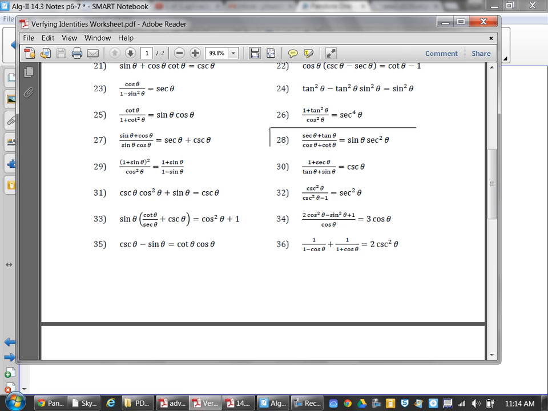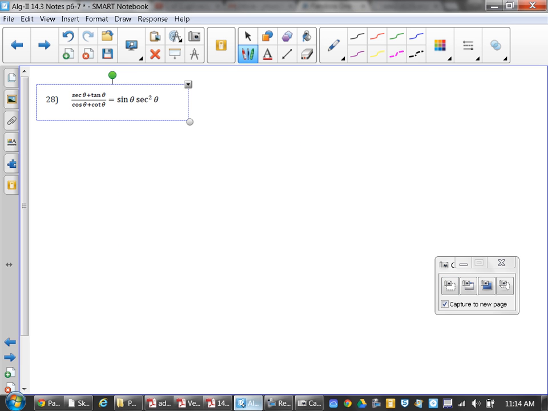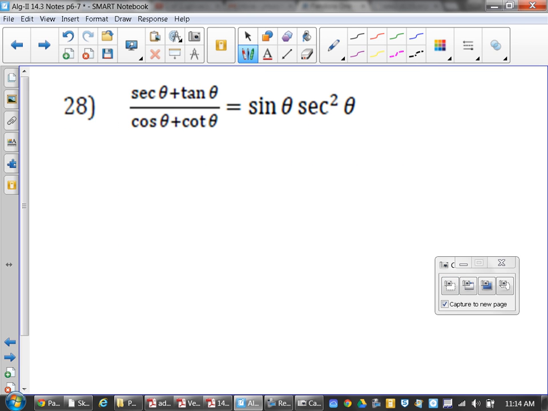28 and 30 are very similar. Because what happens here, you'll notice that you're starting out with fractions and addition, and you wind up with just multiplication. So what you want to do is take both the numerator and the denominator, rewrite them in terms of sines and cosines, and try to get common denominators. You're going to create a complex fraction.